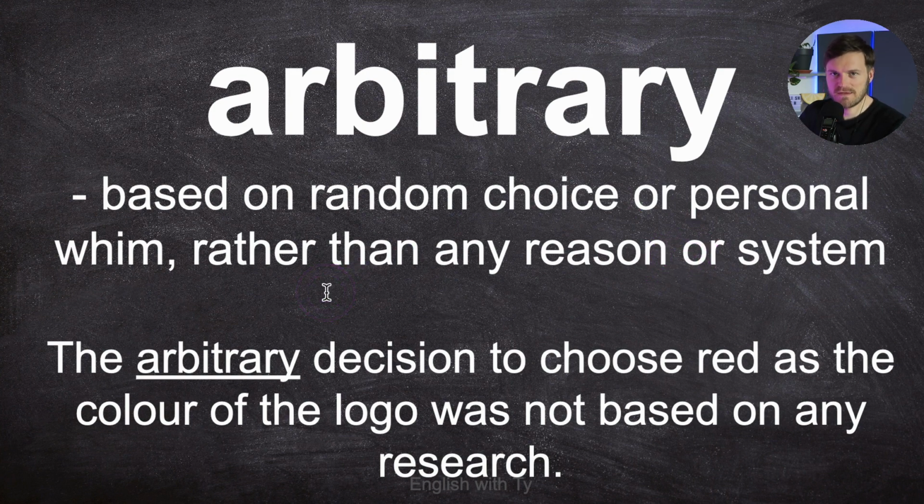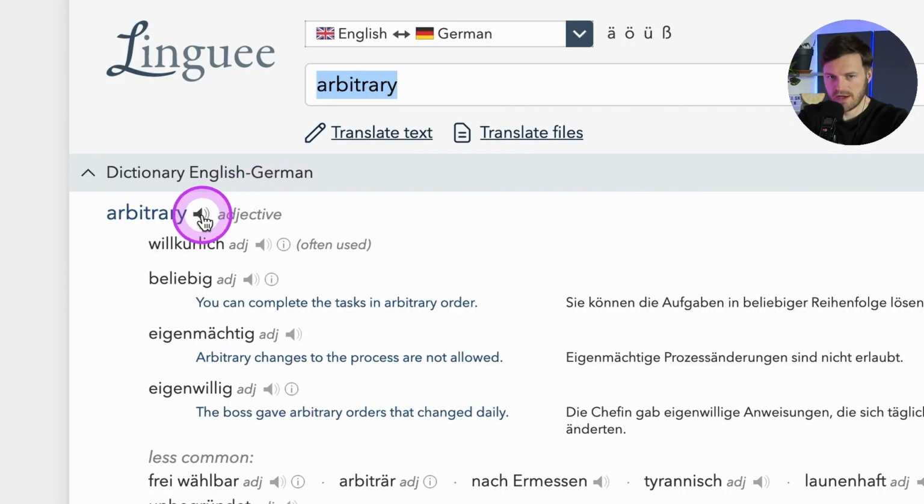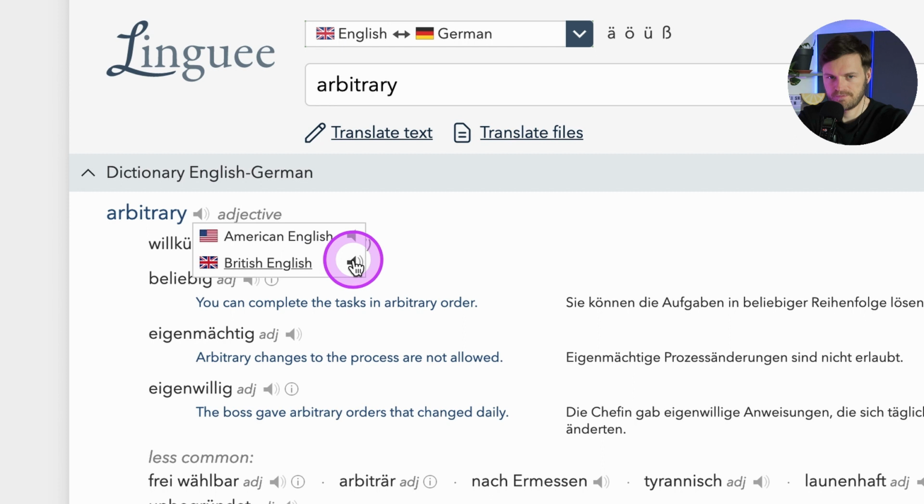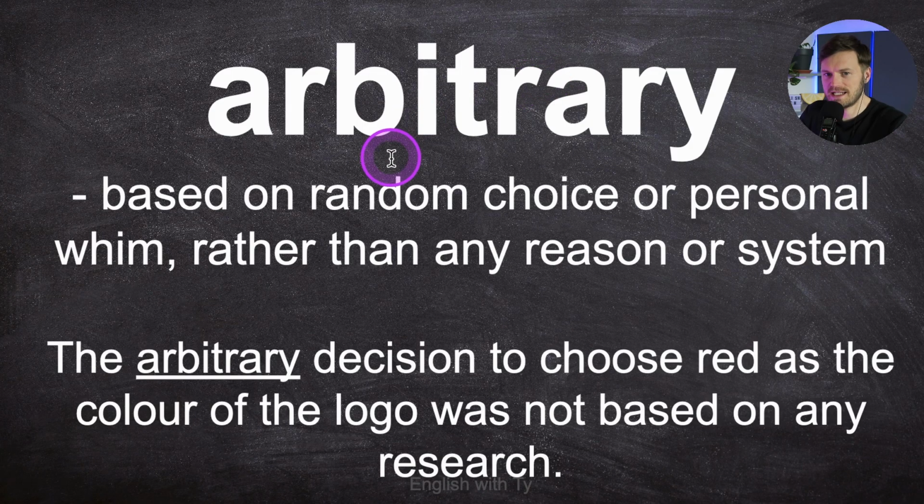Now let's listen to different ways of saying it again. Here's the American way of saying it. Arbitrary. And here's the British way. Arbitrary. So in British English, the A is a little bit longer in my opinion. Let's listen to it again. Arbitrary. And in American English, it's actually a bit shorter, arbitrary. So again, I tend to personally lean a bit more to the American version of pronouncing this here, rather than the British one. But it's pretty similar in British English and American English.